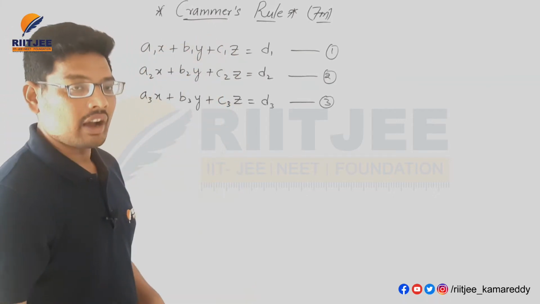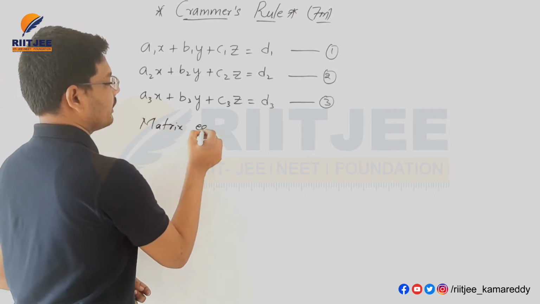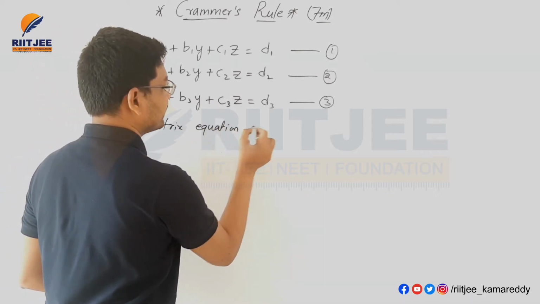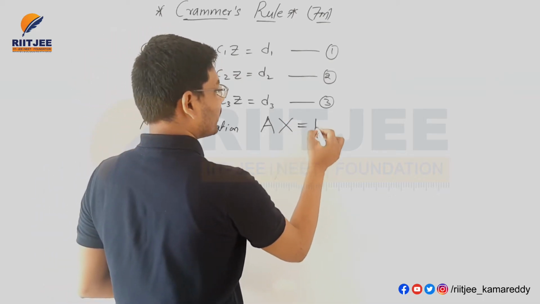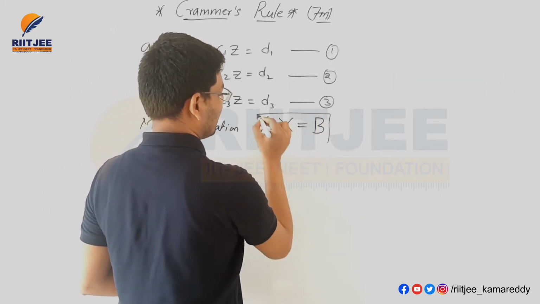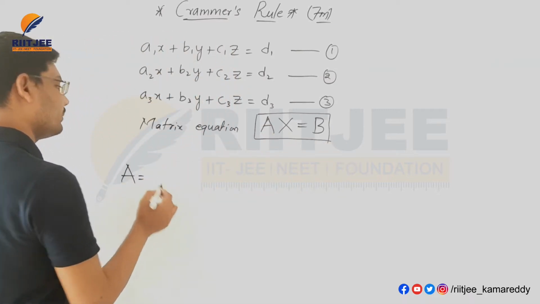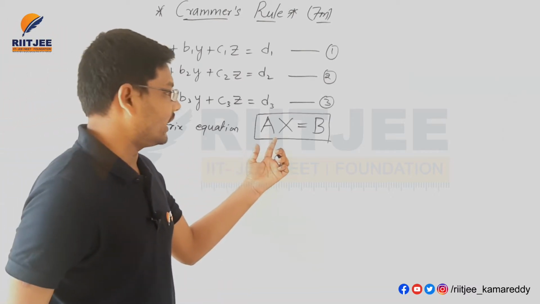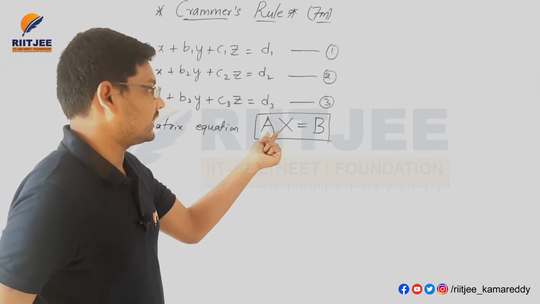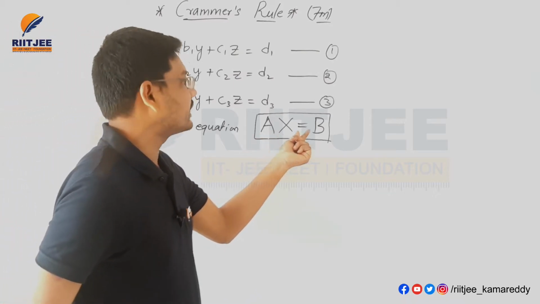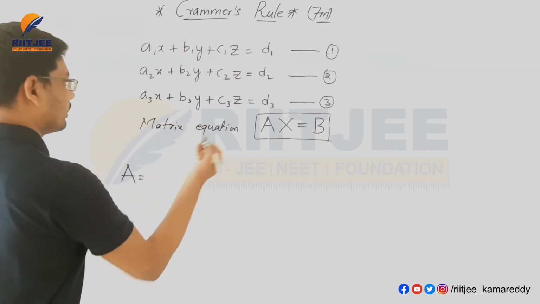For these linear equations, our matrix equation is, what is the matrix equation here? Capital A into capital X is equal to B. This is a matrix equation, where A is a matrix, X is a capital X, it is also a matrix, and B is a capital B, it is also a matrix here. What do they belong to actually?